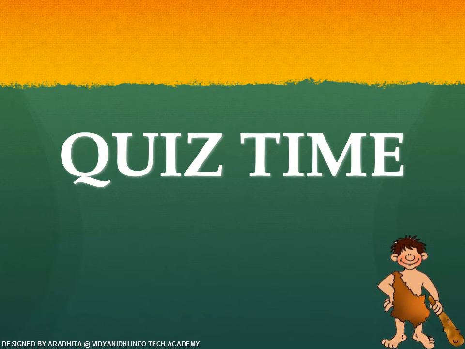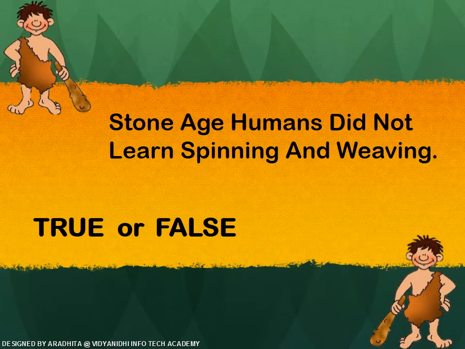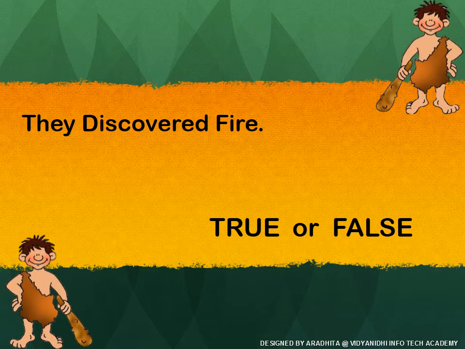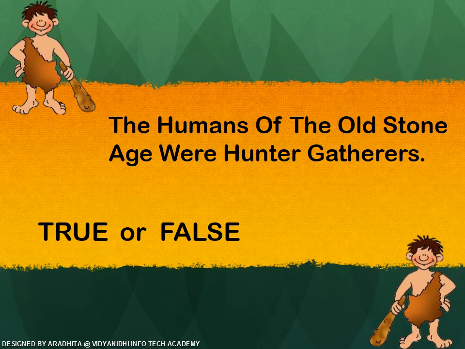Quiz time. Now let's check how much you remember. The Middle Stone Age came after the Old Stone Age? True or false? Stone Age humans did not learn spinning and weaving. True or false? They discovered fire. True or false? The humans of the Old Stone Age were hunter-gatherers. True or false?